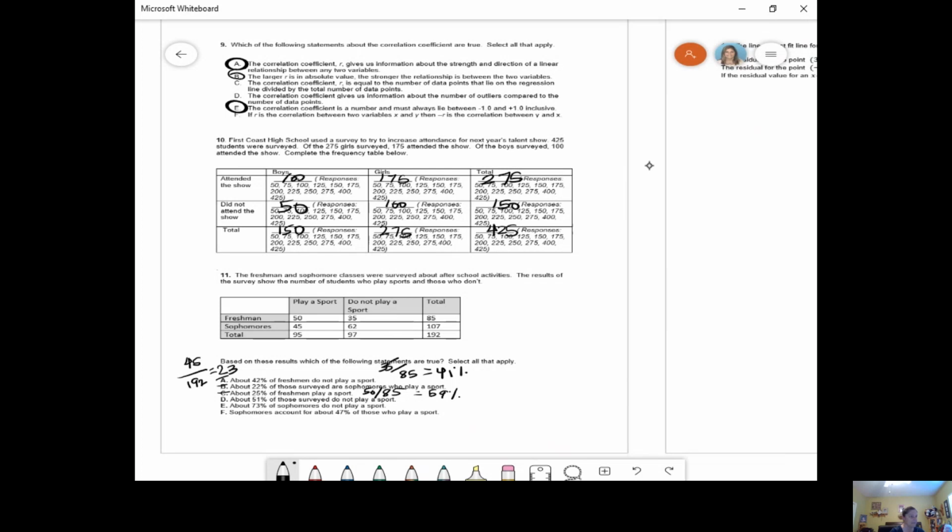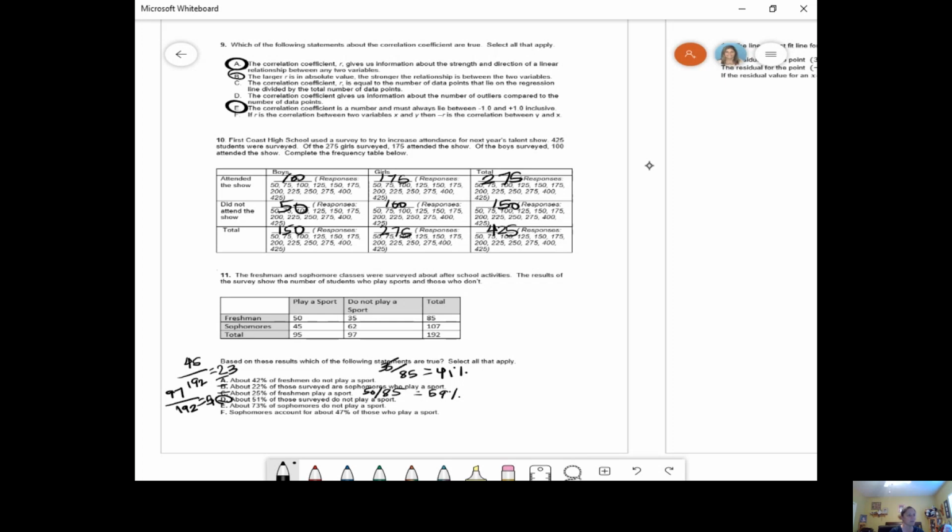All right, D, 51% of those surveyed do not play a sport. So those that are surveyed, total amount, 192. And what do they do? Not play a sport. So that would be 97. So 97 divided by 192 is approximately 51%. So D would work.